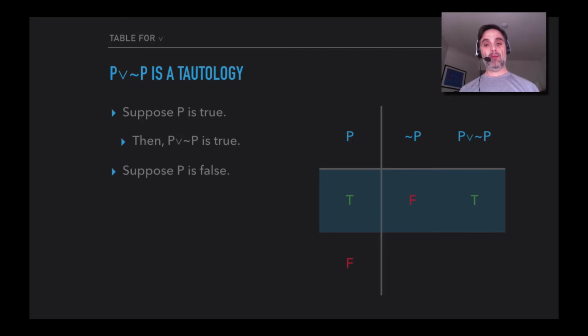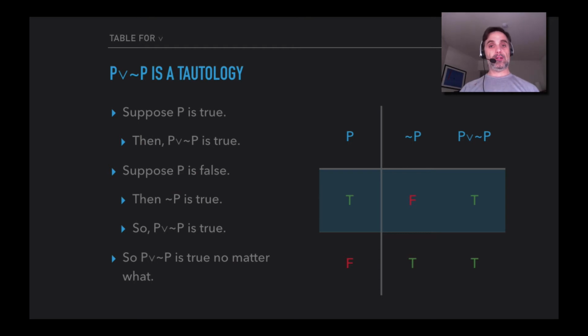What about when P is false? Well, that means that not P is true, and so the left disjunct of the disjunction is false, and the right disjunct of the disjunction is true, and so the whole disjunction is true. So P or not P is true in all situations. It's true no matter what. It's a tautology. It would be nice to be able to do a derivation of P or not P from no premises to show that it's a theorem.